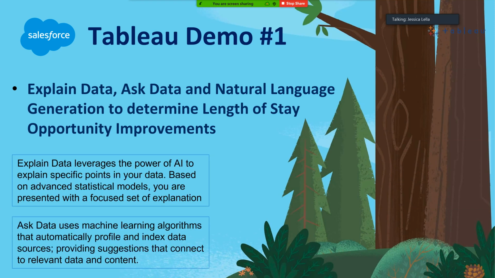Length of stay, for anyone not familiar, I want to give all of our verticals a little something here. This metric is how long patients are staying in a hospital. We want this number to be low for a variety of reasons. So we're going to use AI to help us figure this out. And we're going to be doing that with Explain Data, Ask Data, and again, NLG. So let's jump into it.